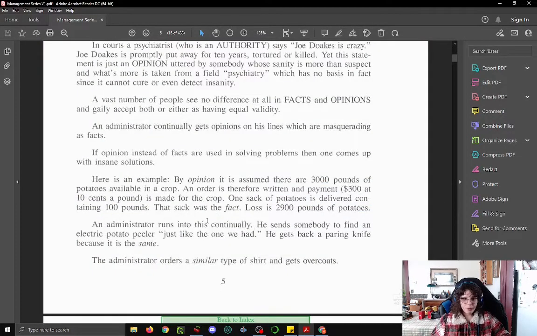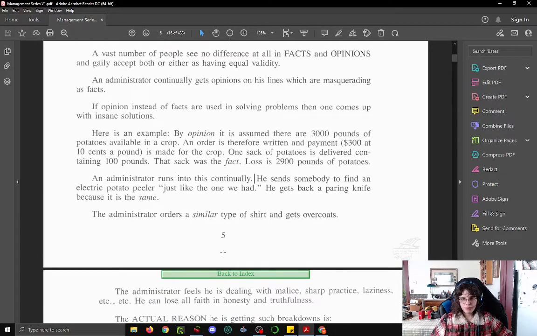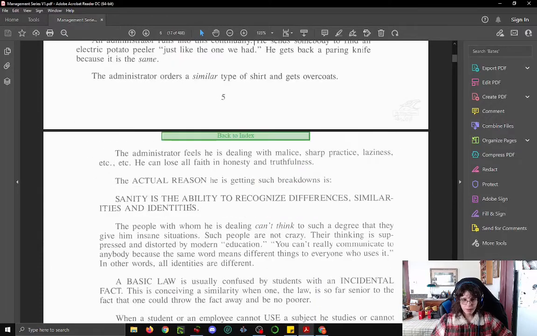An administrator runs into this continually. He sends somebody to find an electric potato peeler just like the one we had. He gets back a paring knife because it's the same. Paring knives can be used as potato peelers. You don't need an electric potato peeler. The administrator orders a similar type of shirt and gets overcoats. Overcoats are different from shirts. Who's that stupid? The administrator feels he's dealing with malice, sharp practice, laziness, etc., etc. He can lose all faith in honesty and truthfulness.